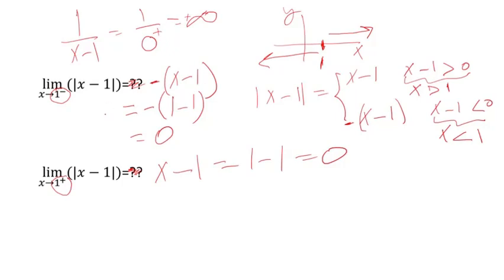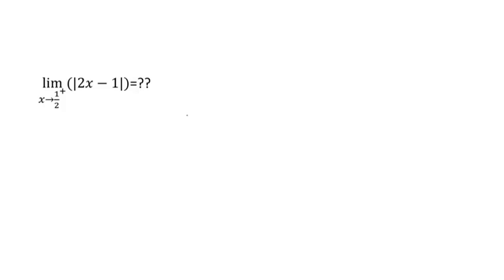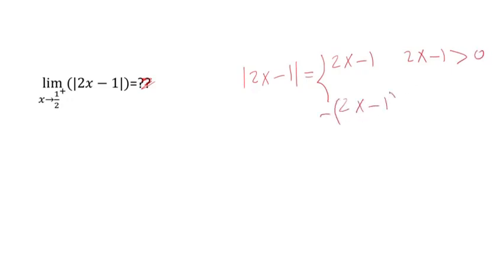But basically this is just an introduction, just to understand the concept of 1 minus and 1 plus, to the right of 1 and to the left of 1. Kind of the same thing here. So I have the absolute value of 2x minus 1, which is equal to 2x minus 1 if whatever is inside the absolute value is positive, and it's minus quantity 2x minus 1 if whatever is inside the absolute value is negative.